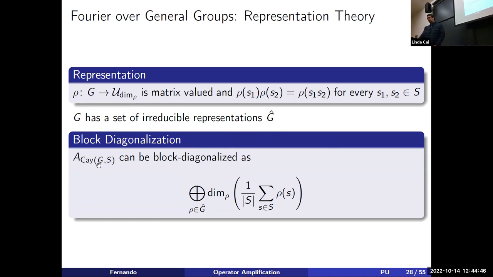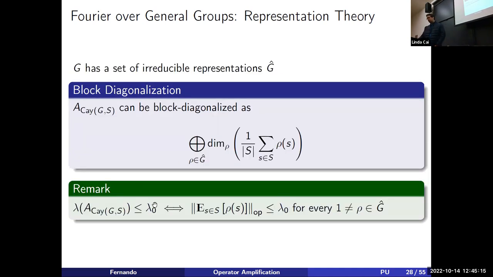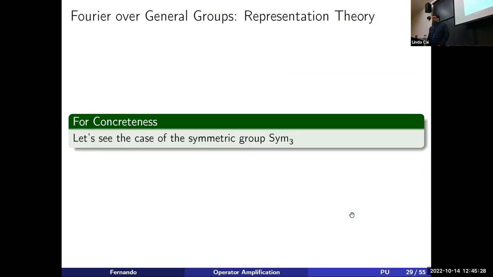And it's known that because now things are non-abelian, you do not expect things to be diagonal, because otherwise things would commute. Nonetheless, you can block diagonalize the Cayley adjacency matrix of a graph. And we know that it's formed by this many copies of each irreducible, the number of times being the dimension. Before we had a character, a scalar valued function, but now we have matrix valued functions happening here, right? And the observation is that this is going to be a lambda naught expander if the averages over the irreducible representations have operator norm at most lambda naught for every non-trivial irreducible representation.